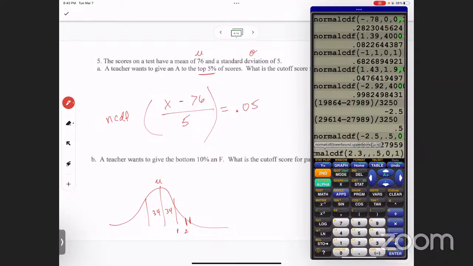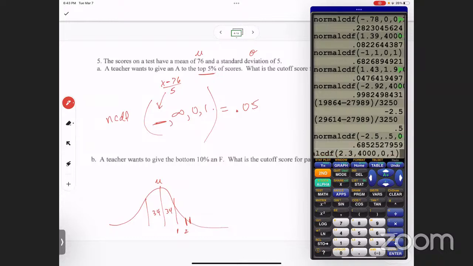2.3. Let's see how close that is. Sorry, I did this wrong. This is the z-score, comma, infinity, comma, 0, comma, 1. And that z-score is found by doing that formula, X minus 76 over 5. You know what I mean? I don't know how you solve for that other than just trying to guess and check. So let's see if we can guess and check it correctly.